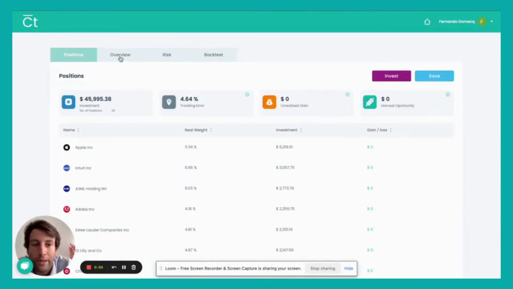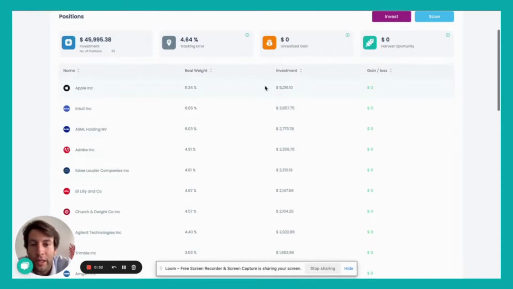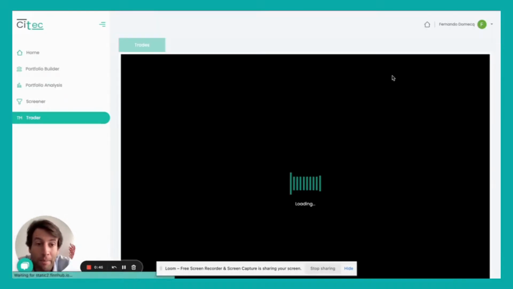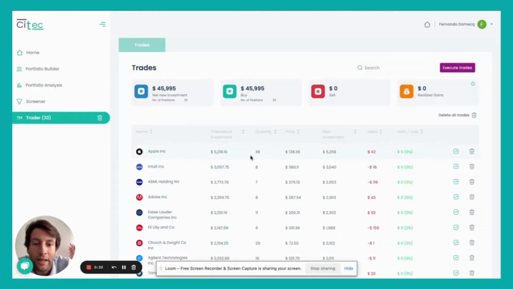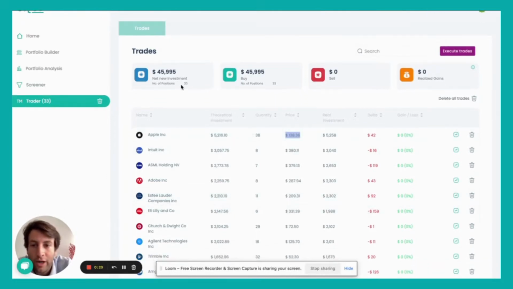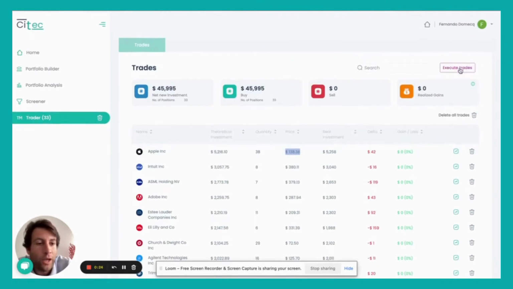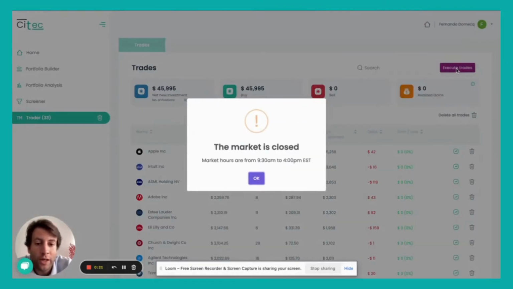So if we like what we are seeing and we want to invest in this portfolio, we can either save it and invest in it later, or we just can click on invest. Now what we're doing is moving all these positions to the trader and converting the theoretical weights to number of stocks and estimating the current market price. So right now here we have the 33 positions. If we are okay with it, we will click on execute trades with just one click.